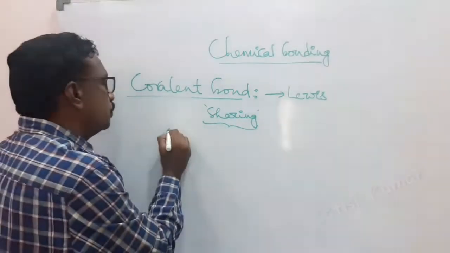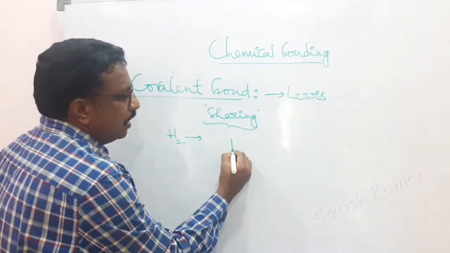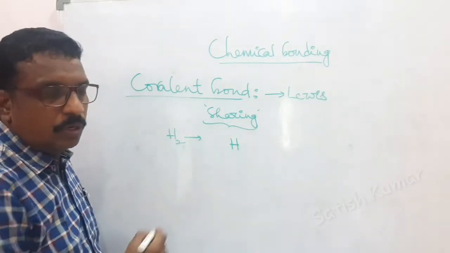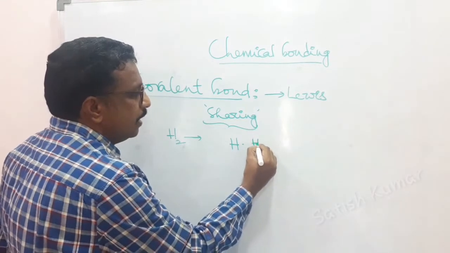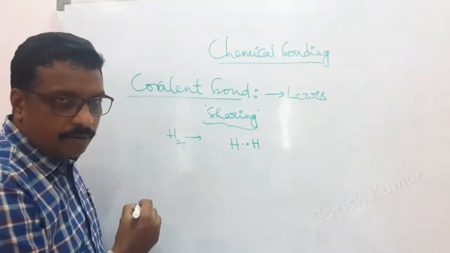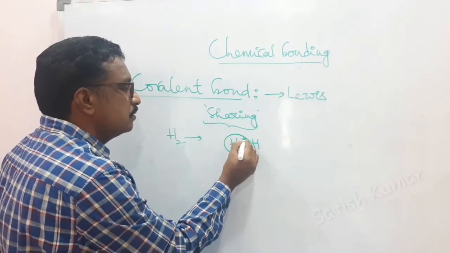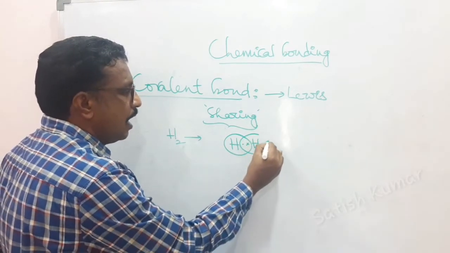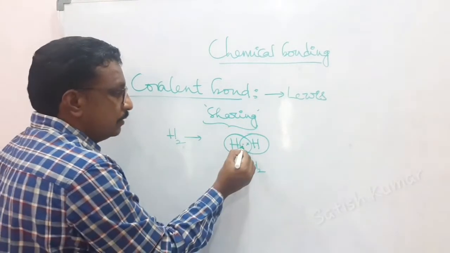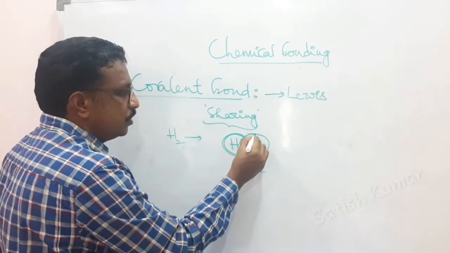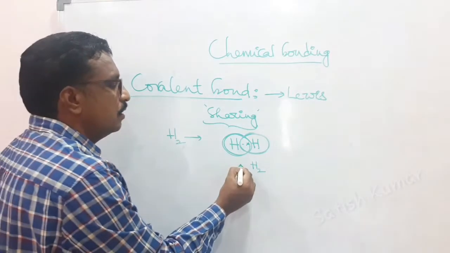ఫర్ ఎగ్జాంపుల్ ఐ'm going to give you hydrogen. Hydrogen electronic configuration is 1s1. So this hydrogen has one electron, and other hydrogen is there. This will also have one electron, and these two electrons are shared by this hydrogen and this hydrogen, forming H2. So sharing of electron is possible in covalent bond. Covalent bonds sharing of electrons వల్లనే వస్తాయి.